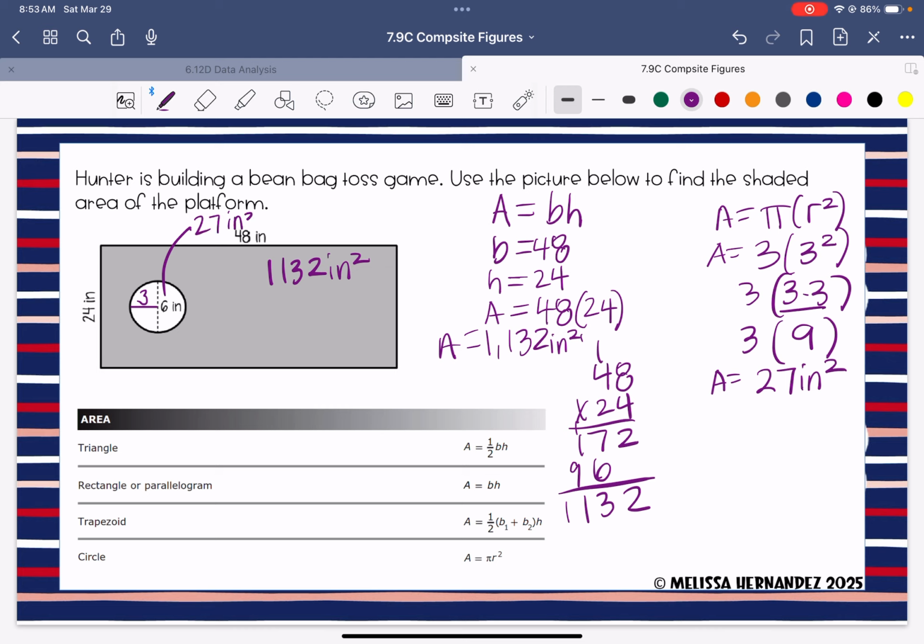We're not going to add them. We're actually going to take the difference between them. I'm just doing plain old subtraction. End up with 5. So the area is 1,105 inches squared. If I had to guess, the answer choice on STAAR will be C or D. Okay, just trying to give you a heads up.